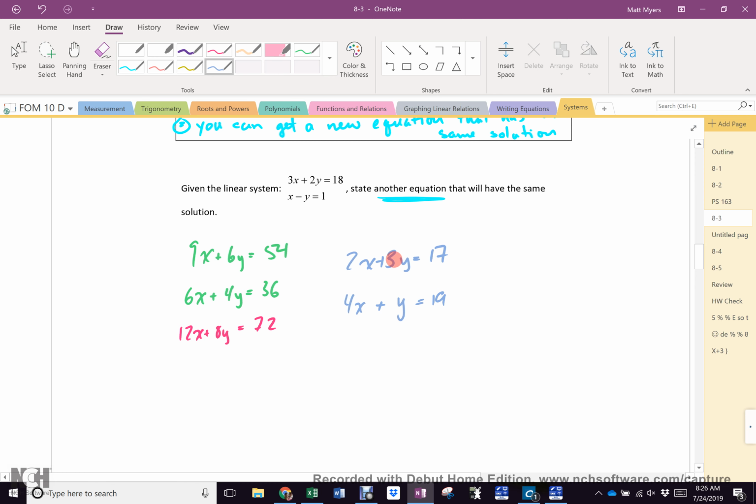You now have 1, 2, 3, 4, 5, 6, 7 different equations that you could work with that all will give you the same answer. That's the whole point. If the equations don't look nice and don't play nicely together, you change the way they look. How do you change the way they look? By adding them, subtracting them, or multiplying or dividing them. Does everybody understand? All right.